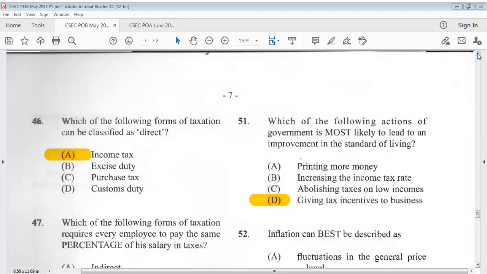It says, which of the following actions of government is most likely to lead to an improvement in the standard of living? A, printing more money. B, increasing the income tax rate. C, abolishing taxes on low incomes. Or D, giving tax incentives to business. D, giving tax incentives to business.